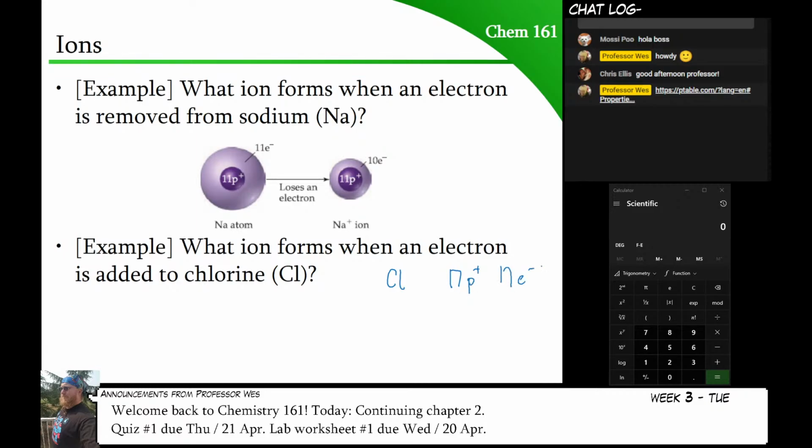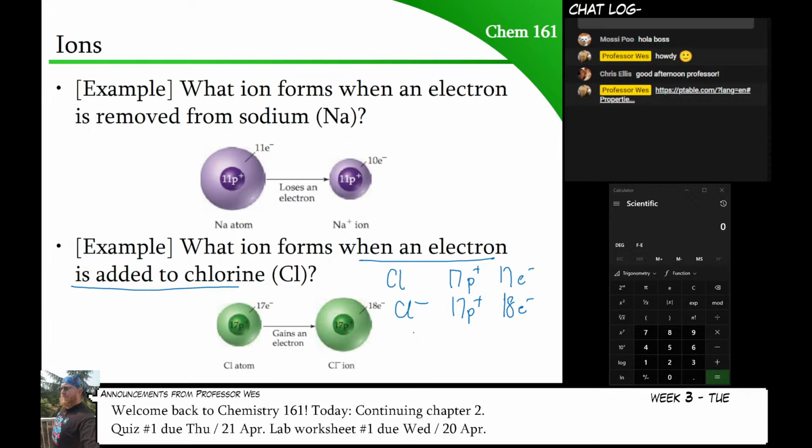So there's chlorine. I'm going to add an electron because the problem was asking me to do that. I now have one more electron than protons, so the charge that I get is negative because 17 positives and 18 negatives added together would give me negative 1 as a total overall charge. And that looks like this.